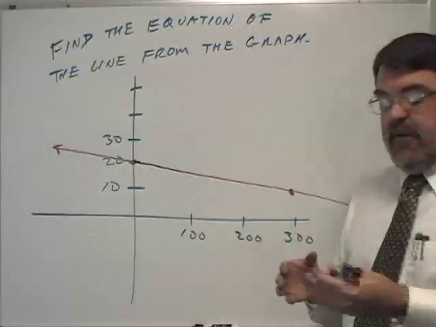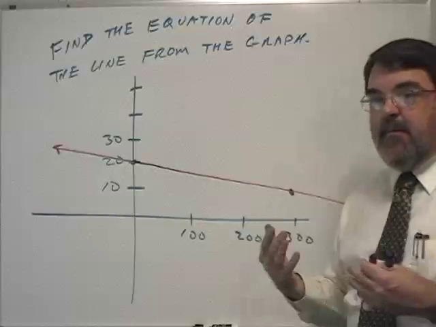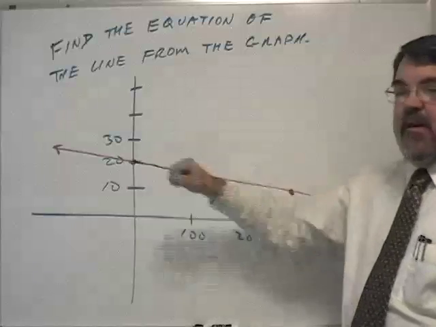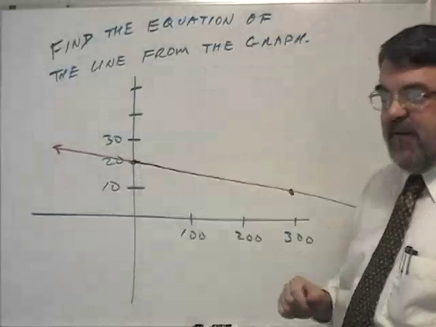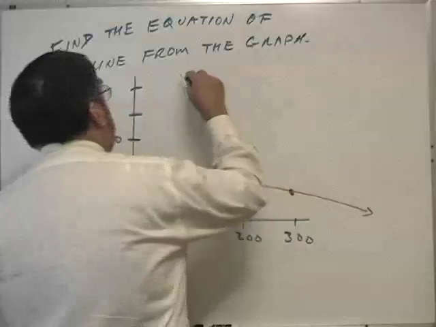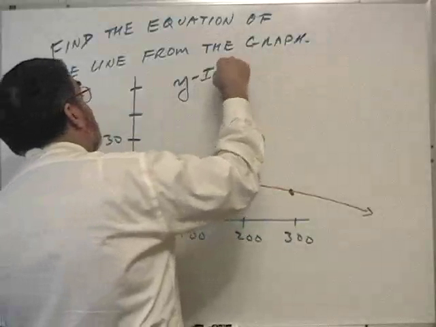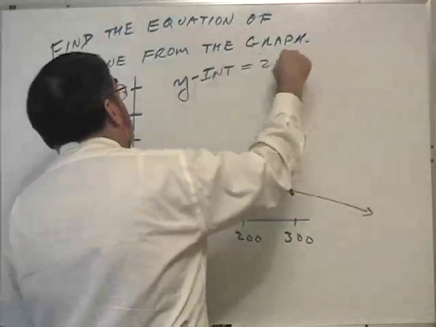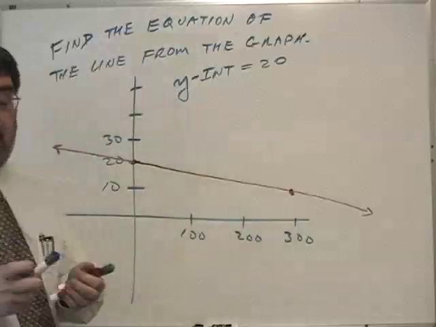what do we want to know from this graph? Well, the immediate piece of information is the y-intercept, and it's obviously at 20. So y-intercept is 20. What about the slope?